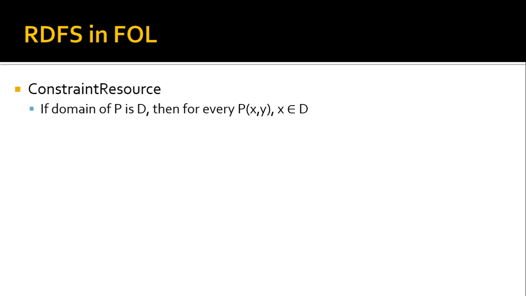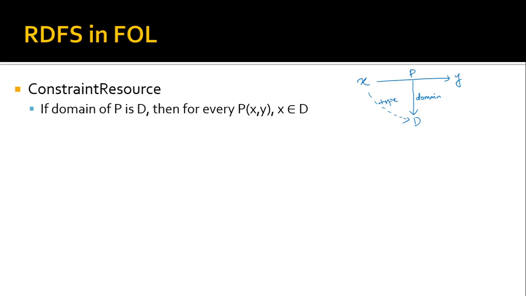Now how do we represent this? If the domain of P is D, then for every P(x, y), x belongs to D also. So what we are trying to model here is something like this: x, y, P. We have already discussed this, but I am repeating it so that the idea is reinforced. P has domain D, so in that case we say that x is an instance of D.